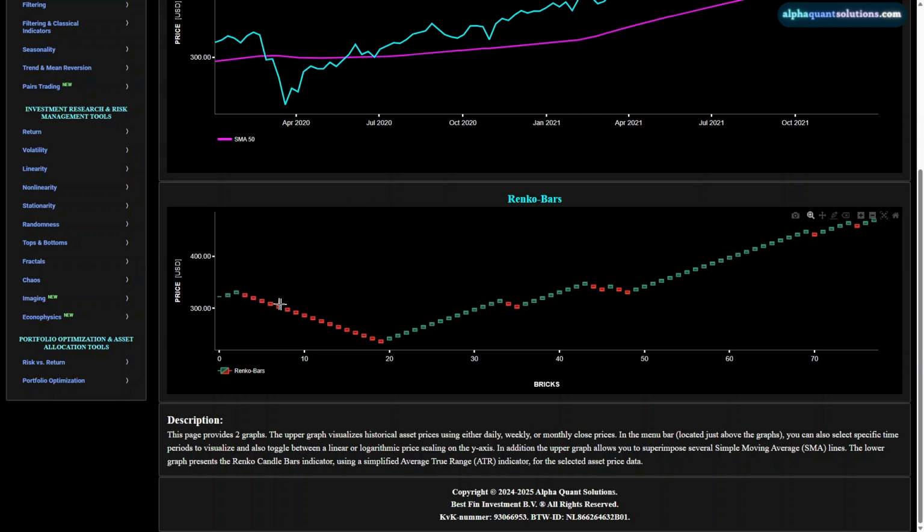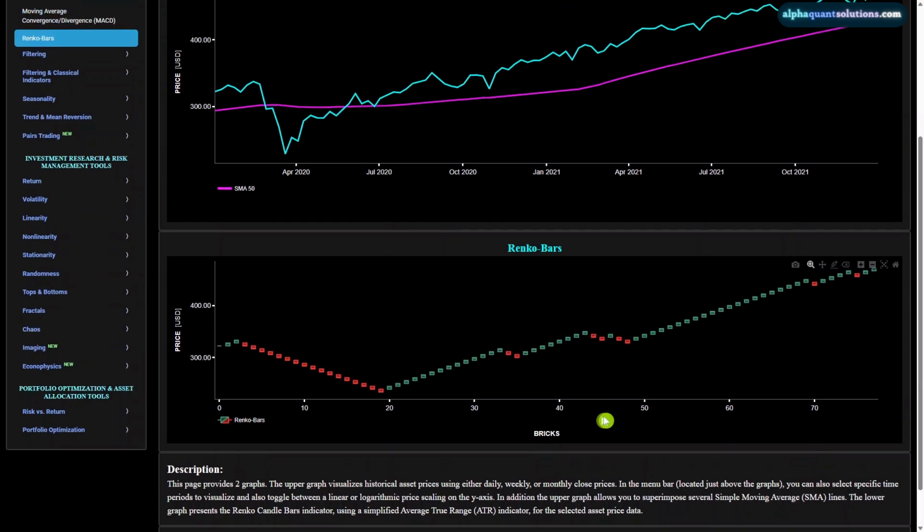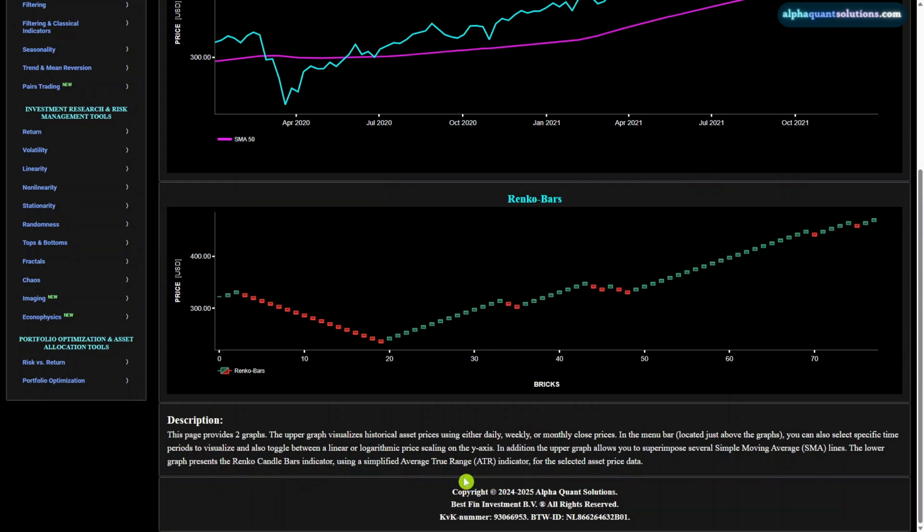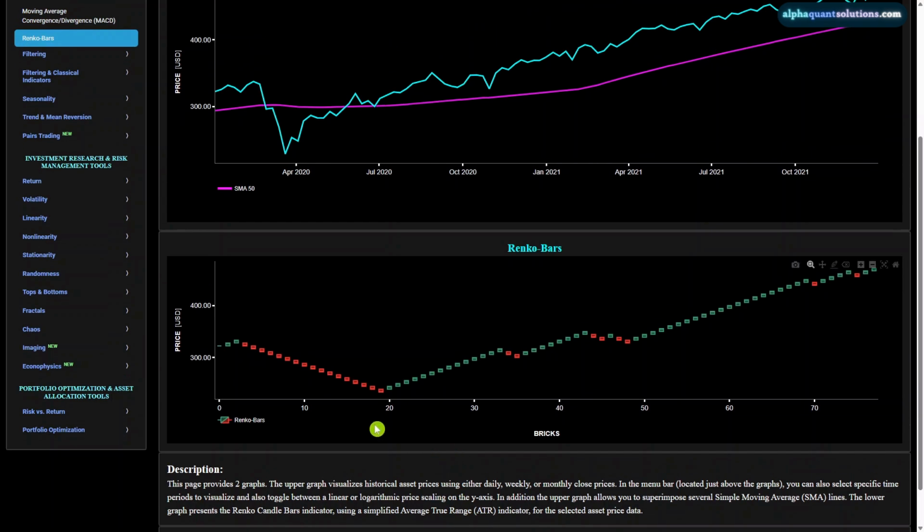When we have red blocks, it's bearish movement. When we have green blocks, it's bullish movement. Notice here that the x-axis is actually not time, but bricks, and a new brick is added every time the price of the asset moves beyond a certain threshold. And how did we determine the threshold? In our case, we used a simplified average true range indicator for that.